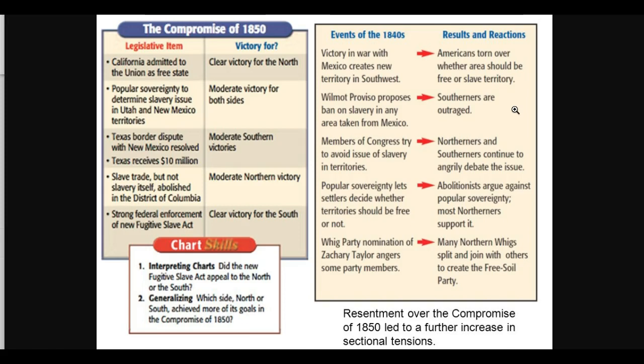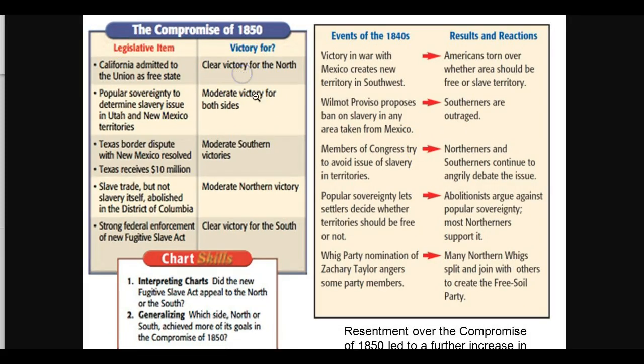And then finally, there is a very strong fugitive slave law that is put into action. Basically it said that Northerners had to return runaway slaves under penalty of federal law. So these are the major provisions. And this chart's pretty great, because it also shows who it is a victory for on each point. So California admitted, clear victory for the North. Popular sovereignty to determine the slavery issue in the Utah and New Mexico territories.